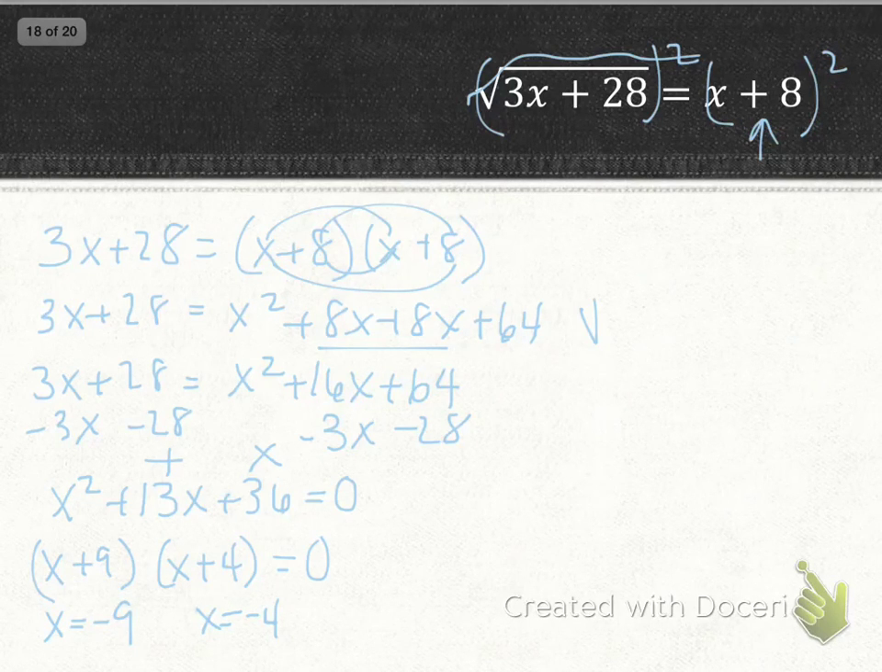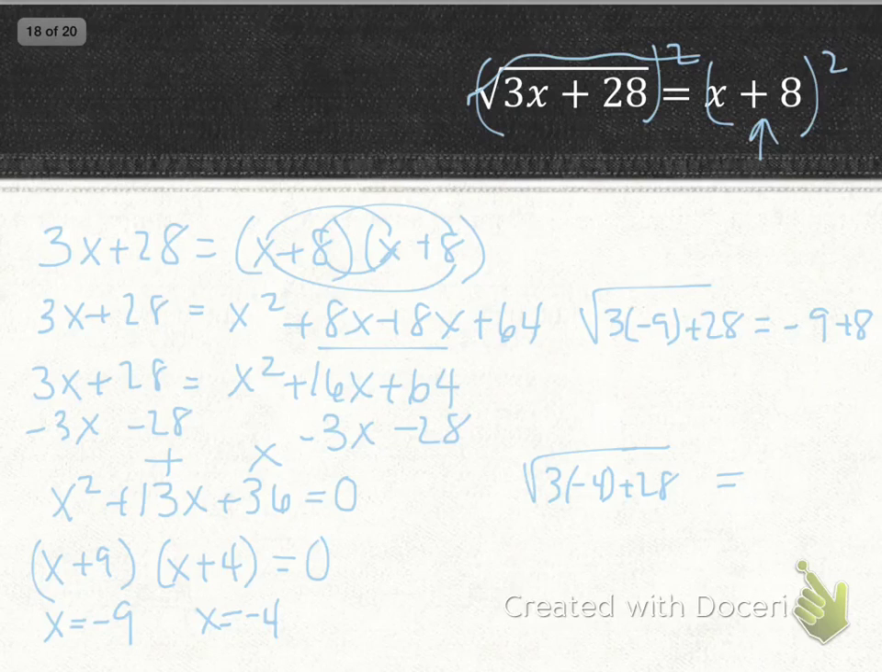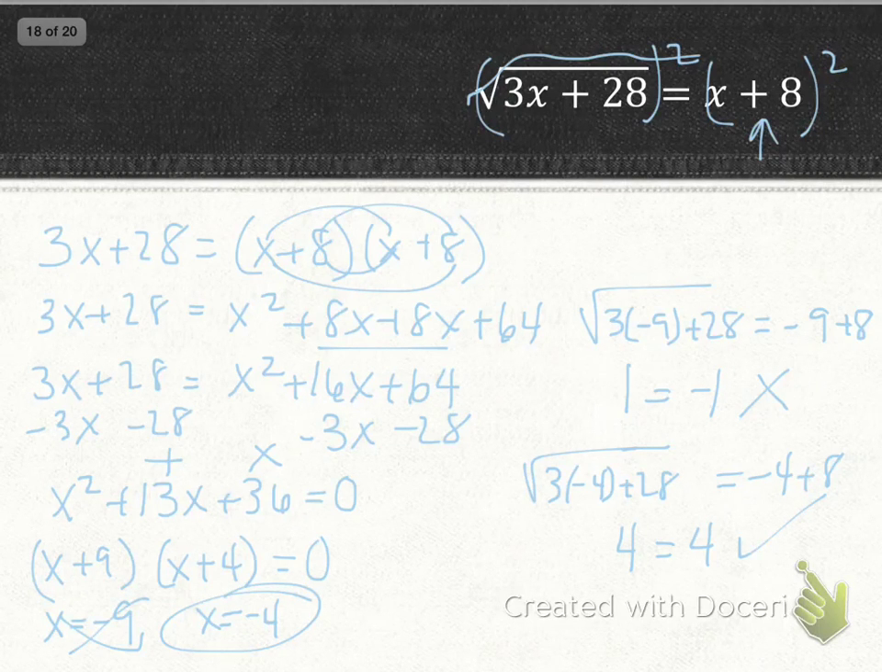Remember, you're only plugging in 1 for both x's. So I have the square root of 3 times negative 9 plus 28 equals negative 9 plus 8. And the square root of 3 times negative 4 plus 28 equals negative 4 plus 8. So if you type this into your calculator, we get 1 equals negative 1, which doesn't work. If I type this one into my calculator, I get 4 equals 4. So the only one that worked in that situation was negative 4.